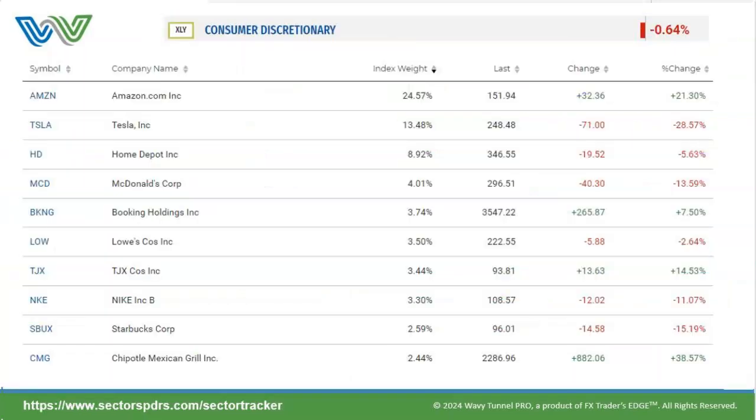Now we're moving on to consumer discretionary, because this was a weak performing ETF. So I wanted to compare and contrast what we just looked at, communication services up 16.16%, with consumer discretionary down 0.64% year to date. And Amazon is the biggest holding of XLY. So let's look at XLY, and then we'll look at Amazon.